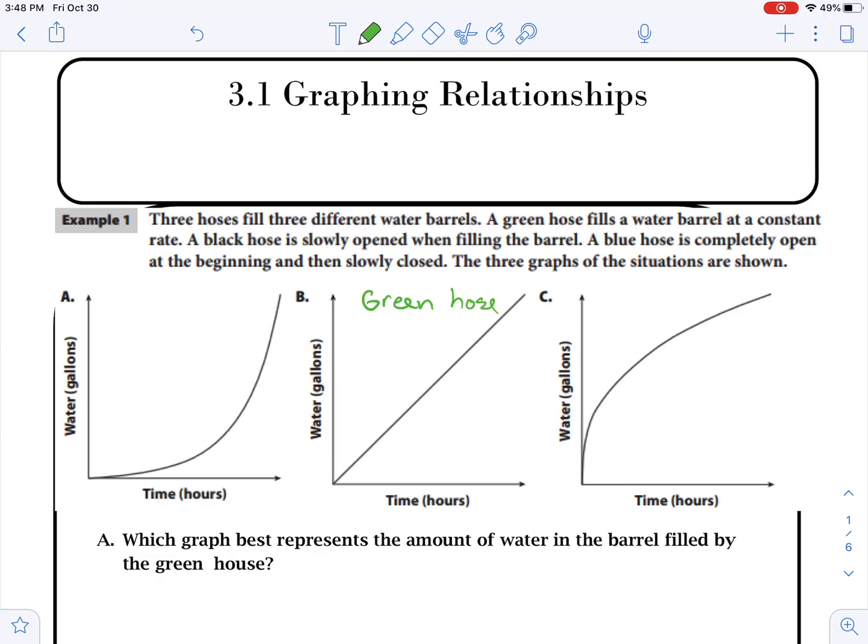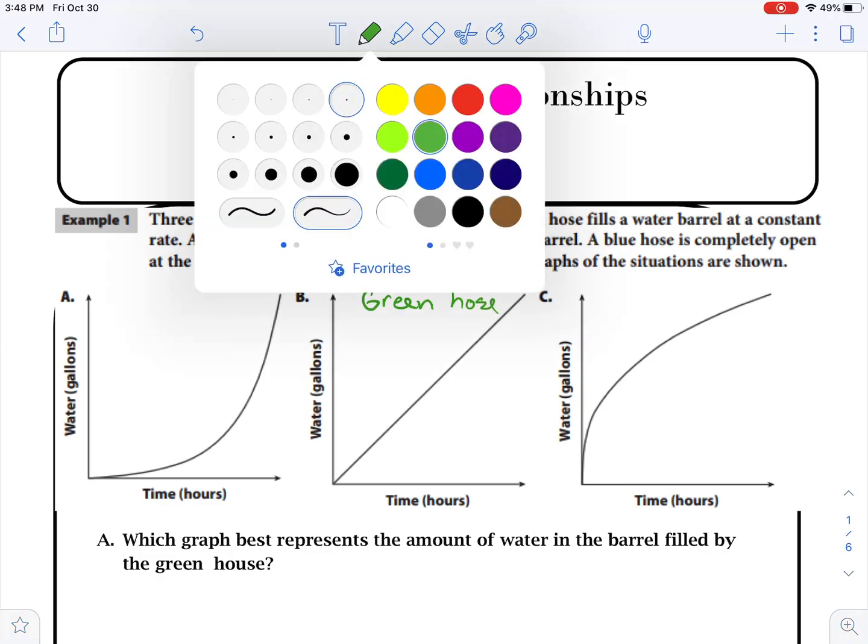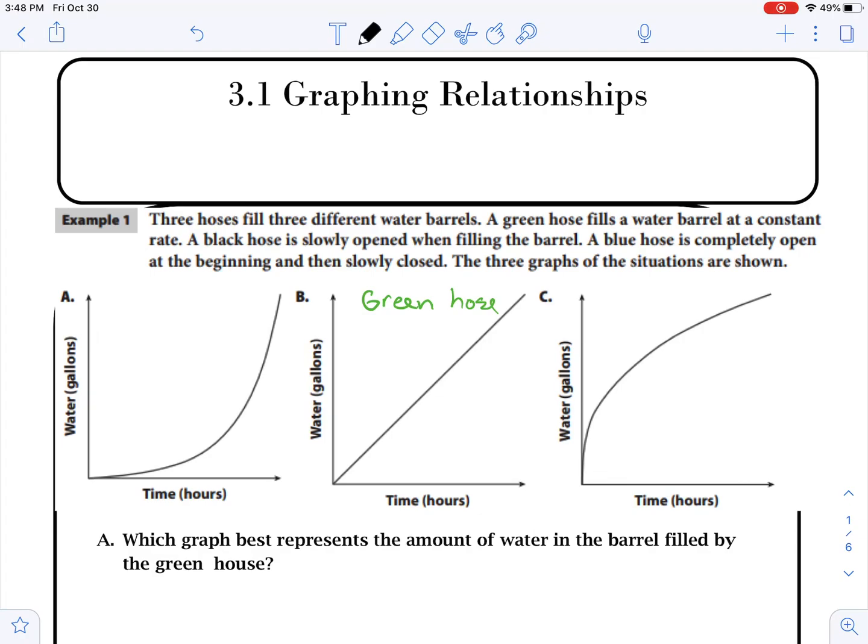Next one I have is a black hose. It says it opens slowly when filling. So it starts off filling slowly and then opens up more and more. So this would be the black hose. It starts off small, and as you can see, it's not much water, and then it increases water rapidly.